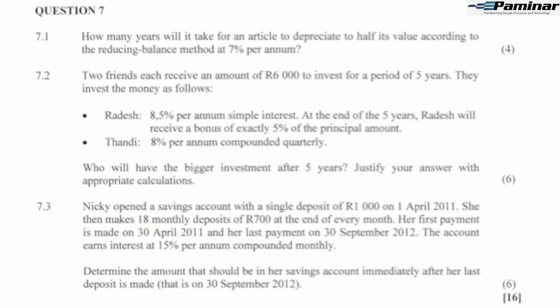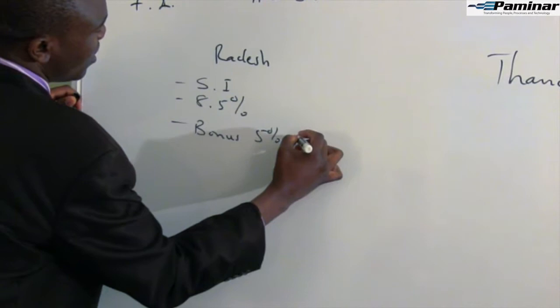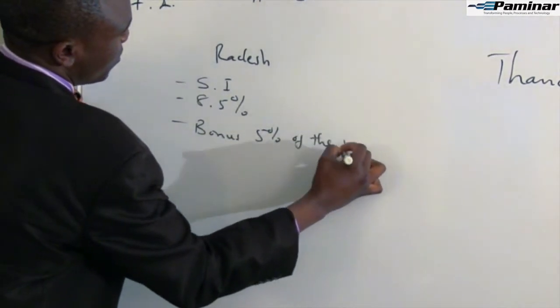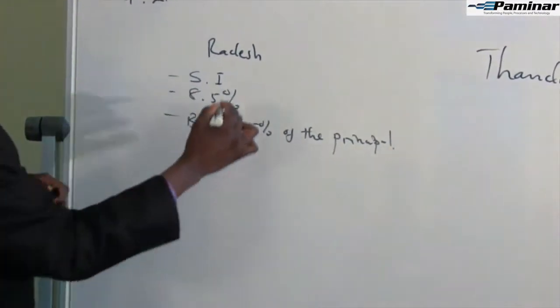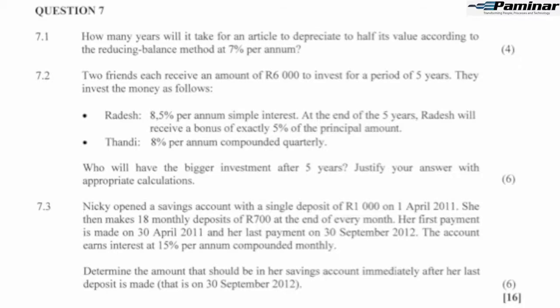8.5%. Then also, we are told that at the end of the 5 years, you will receive a bonus of exactly 5% of the principal. So bonus, 5% of the principal. Now this is Rajesh first of all. Now let's go to Tandy's condition.